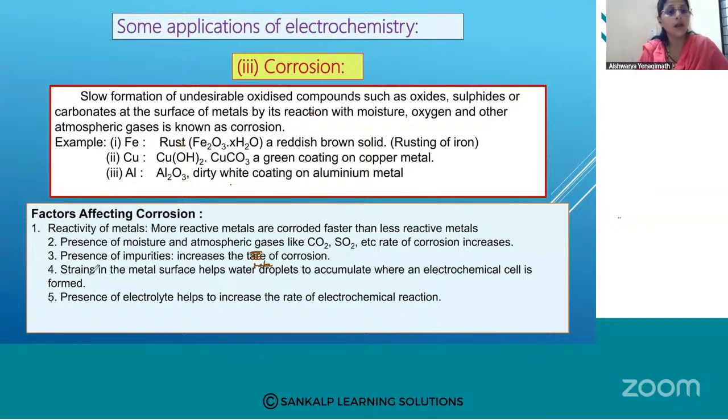Strains in the metal surface help water droplets to accumulate. If marks have fallen on any metal, water molecules go and get accumulated there, where an electrochemical cell gets formed. That is also a factor. Presence of electrolyte helps to increase the rate of electrochemical reaction. Yes, so these are the factors affecting corrosion.